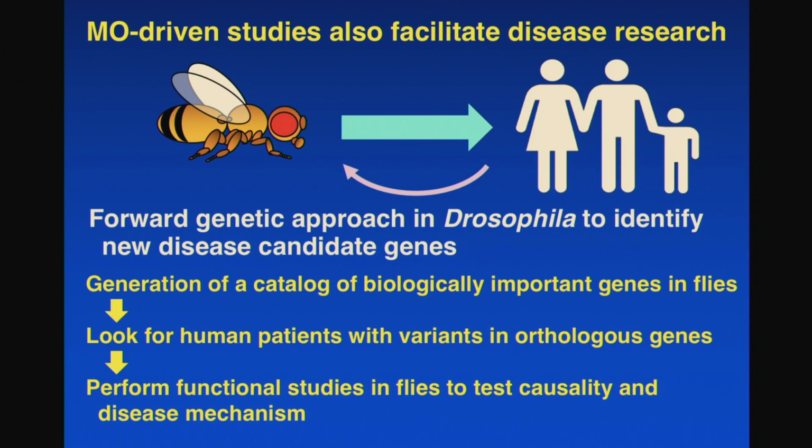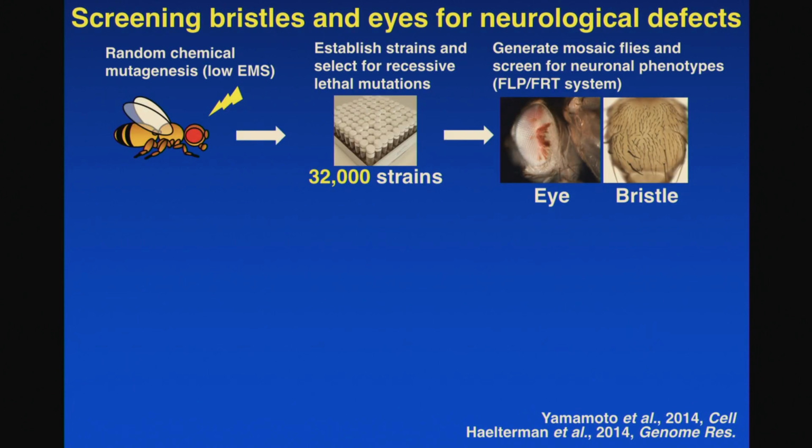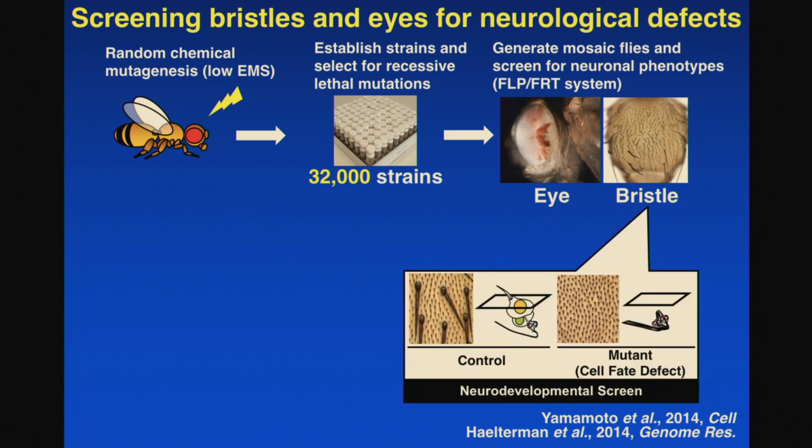So another example is the forward genetic approach, where we start by inducing mutations in Drosophila, map them, and then through GeneMatcher try to connect with physicians. And so one of the screens that we did a number of years ago was a screen for two neurological phenotypes in the fruit fly. The first one was to screen for bristle loss using clones. So we induced lethal mutations and then made clones in the thorax and screened for bristles. And this would mean that there is a loss of the peripheral nervous system.